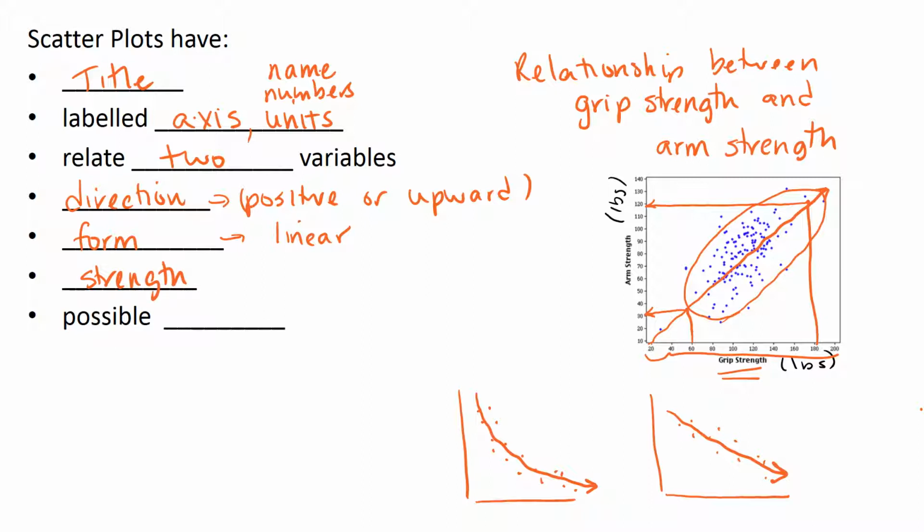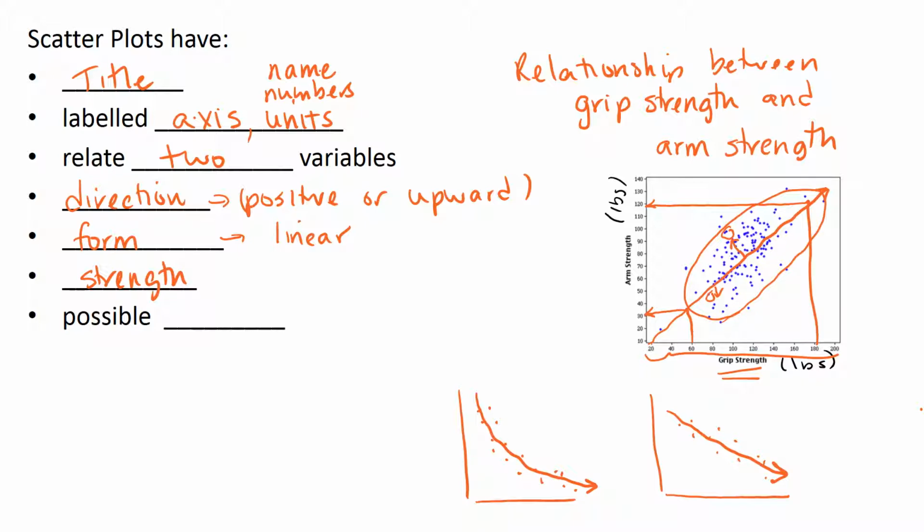And the strength means how far apart the points are compared to the trend. So some of these points here are far away from the line. Some of them are very close. But in general, how close are they? The closer they are, the stronger the relationship. And you're going to learn about that in more detail in the next lesson.